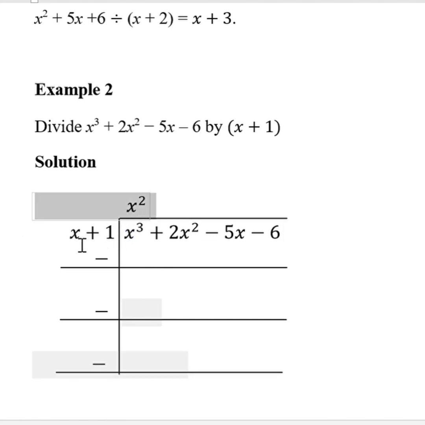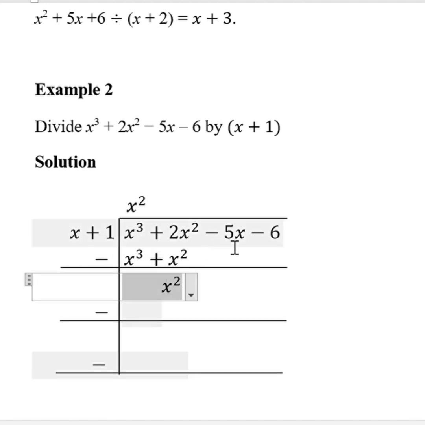Now x squared times all of these. X squared times this gives you x cubed. Write it here. X squared times 1 gives you plus x squared. Subtract, you get this is 0. 2x squared minus x squared gives you 1x squared, which you can write as x squared.